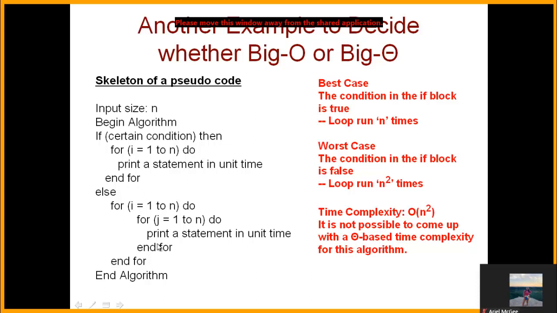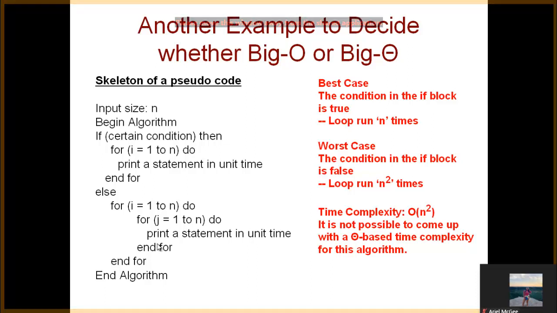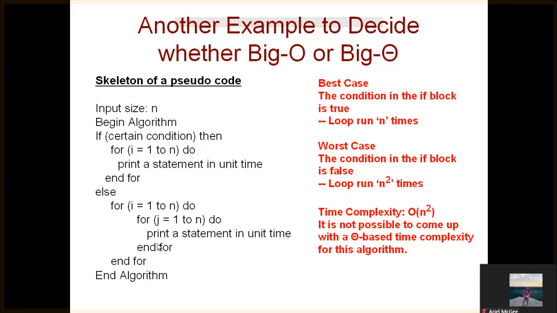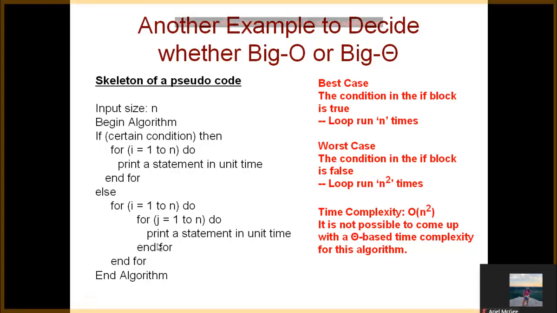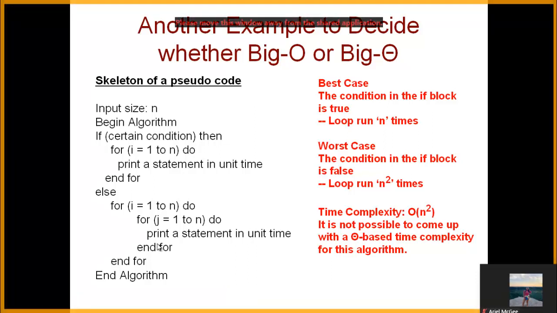So this is a given pseudocode. You have to understand the working of it, and get a feeling of what this algorithm is trying to do. Basically this algorithm is trying to print a statement either n times or n squared times. If the condition inside the if statement is true, the program will print that statement n times. If the condition is false, it's going to print it n squared times. So that's the big picture of this algorithm.